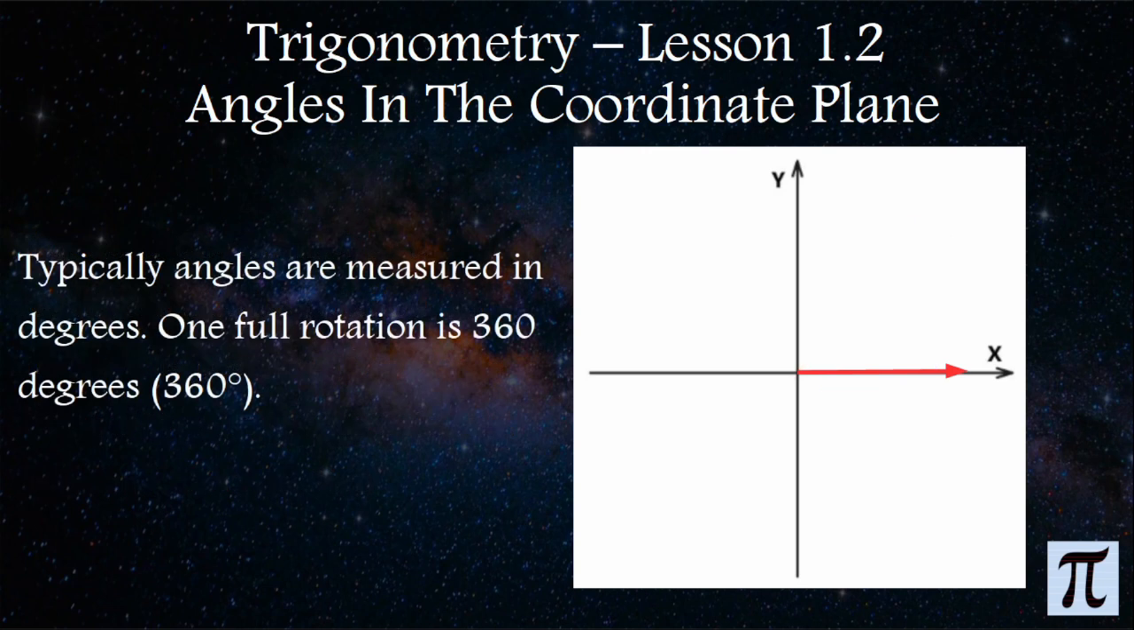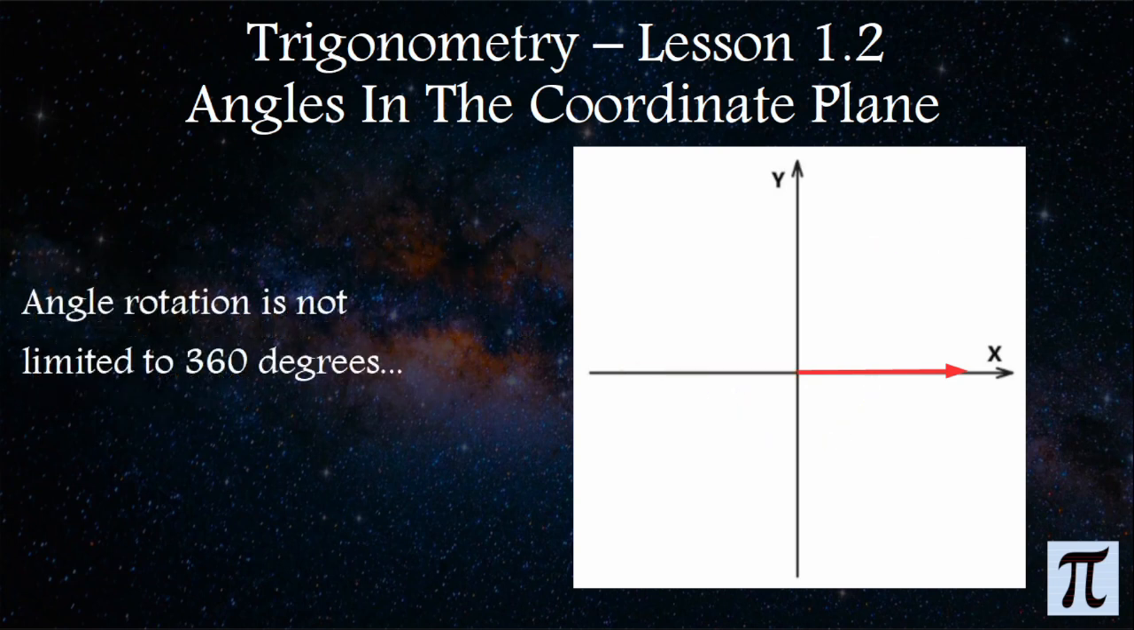Typically, angles are measured in degrees. One full rotation is 360 degrees, and typically we use this round circle bubble to denote degrees as a unit. This is an example of rotating 180 degrees counterclockwise, or a positive direction. We would end up in the same place if we rotated a negative 180 degrees, or a clockwise direction.